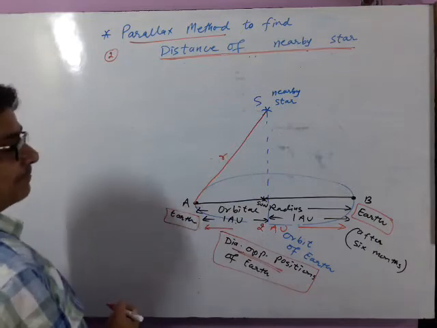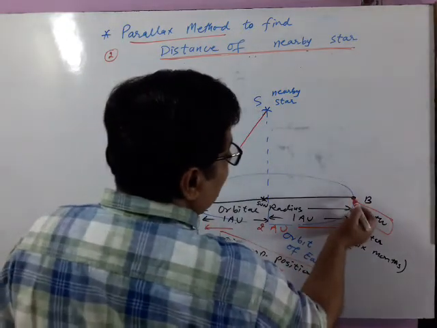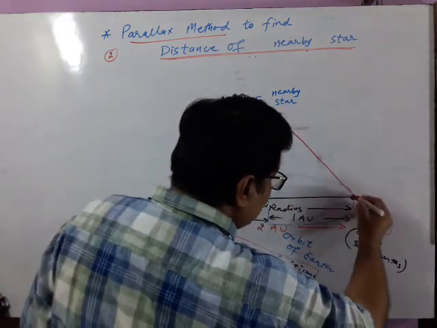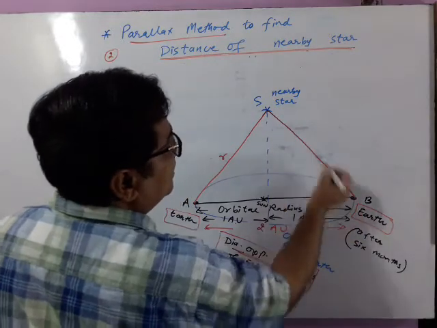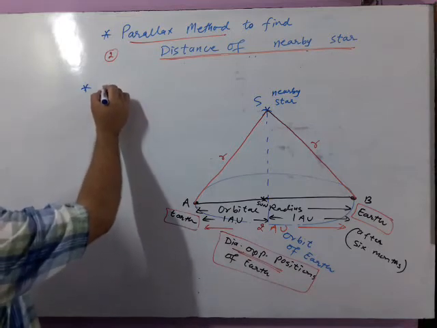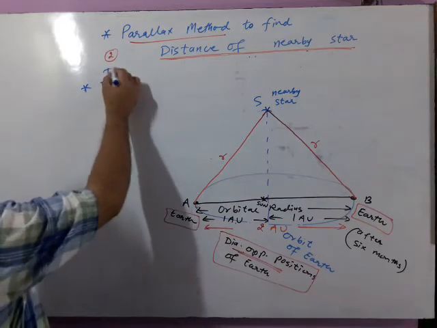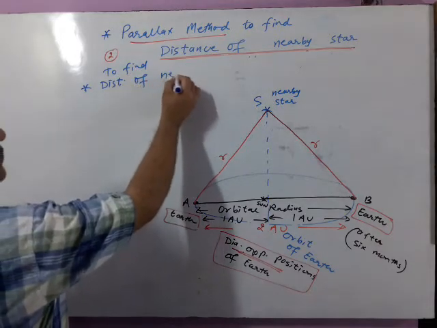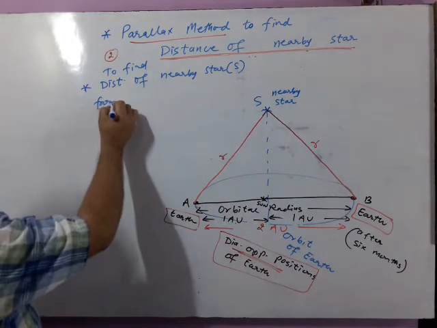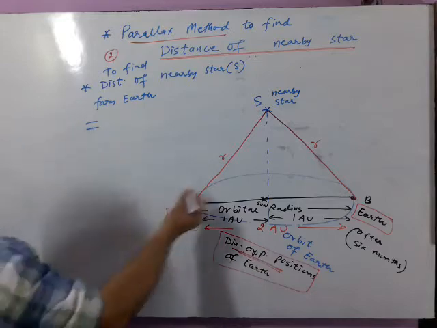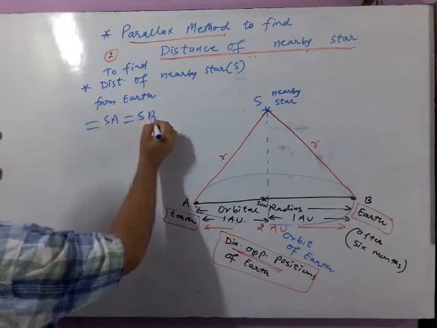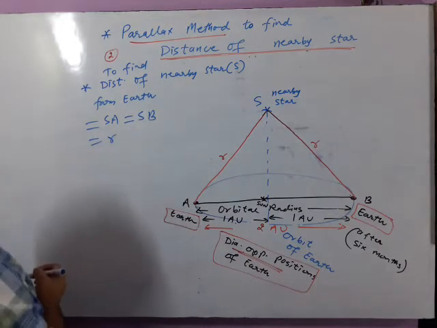Let us call it R. See, when Earth, after 6 months, is at another position B, this distance will remain the same. Distance between Earth and Sun, SB, let us call it R again. So you will write it like this. We are finding the distance of nearby star S from Earth. Now what is it? It is SA as well as SB, and we are calling it R, and we are finding this R, right?